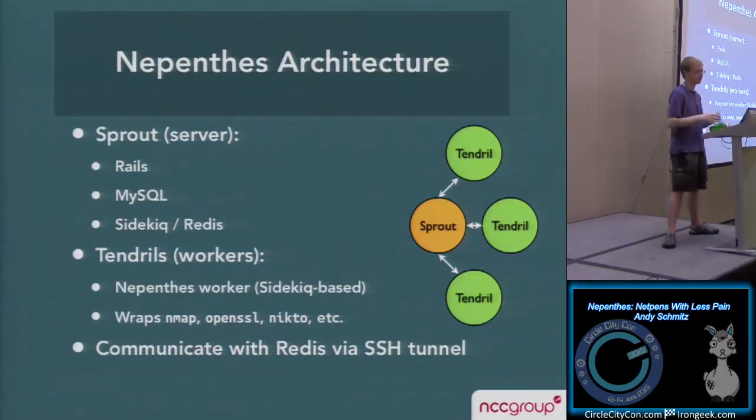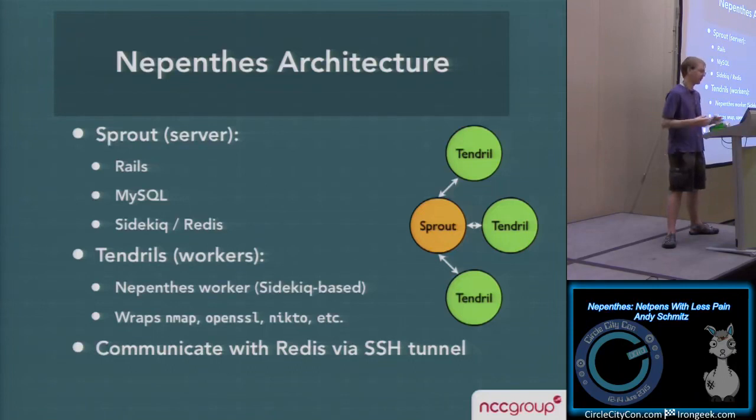There's a sprout that just manages everything. It's built on Rails, uses a MySQL database, uses Redis. Sidekiq manages jobs for it, which is similar to Resque or Delayed Job if you've used either of those with Rails. Then there are tendrils that basically do all of the work. So they'll do the port scan, they'll check host names, they'll do ping, they'll do SSL checks. Anything else that we have as work to be done will be done by a tendril.